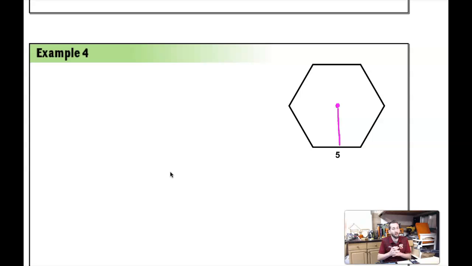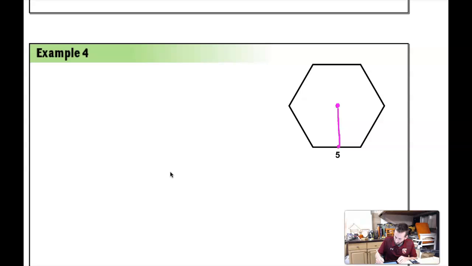And that's what is going to make finding the area of a polygon a little bit trickier, is they don't give you the apothem or the radius or the length of the side for some reason. Okay, so here's what I would do.